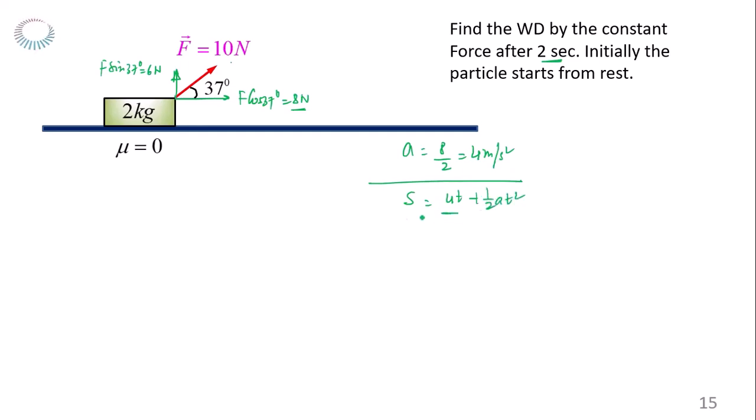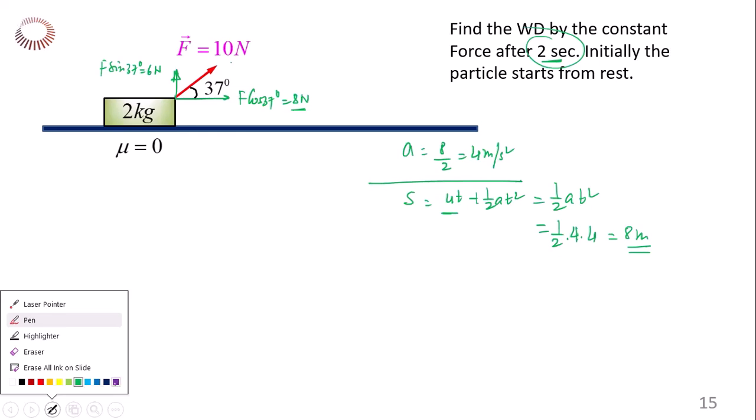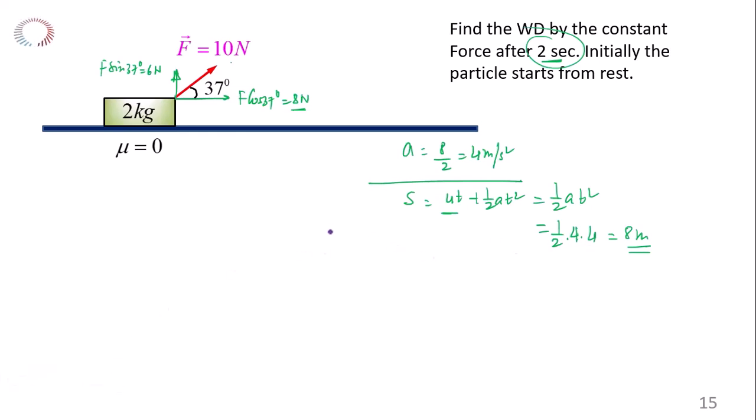Now if I say initially the particle is at rest, then the displacement is simply equal to half a t square. Now a is 4 and t is 2 seconds, so half into 4 into 4 means 8 meter. So because of this force, the particle is displaced by 8 meter.